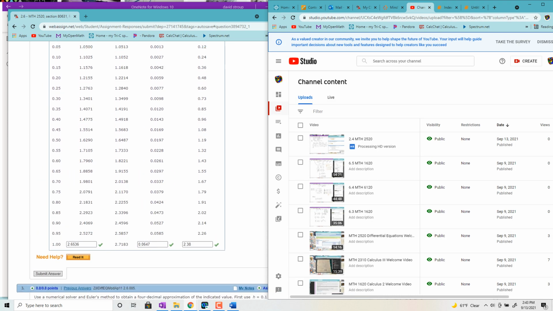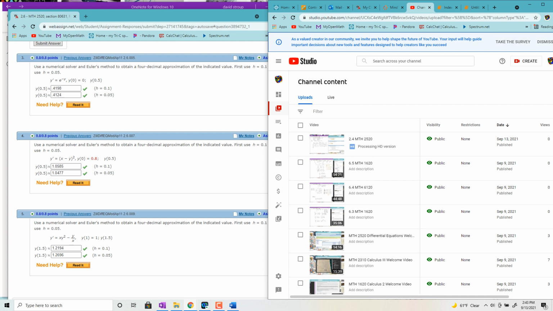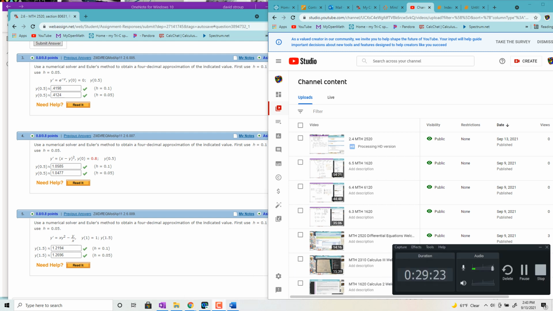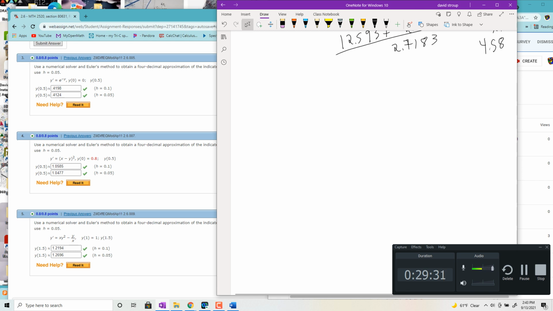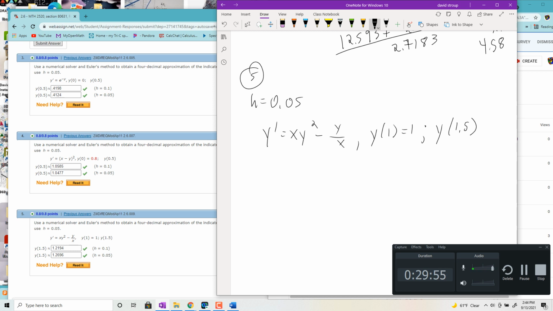We need to do a video quiz. So let's make the last one the video quiz. We'll do that one and maybe use Python here. They say use a numerical solver and Euler's method to obtain a 4 decimal approximation using h equals 0.05. So I'm doing problem number 5. y prime is (xy squared minus y) all over x, y of 1 equals 1. And they want to know what is y of 1.5.